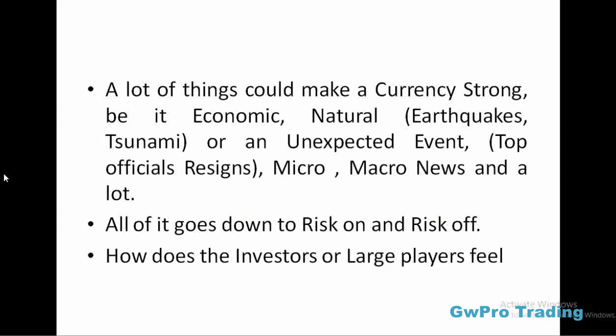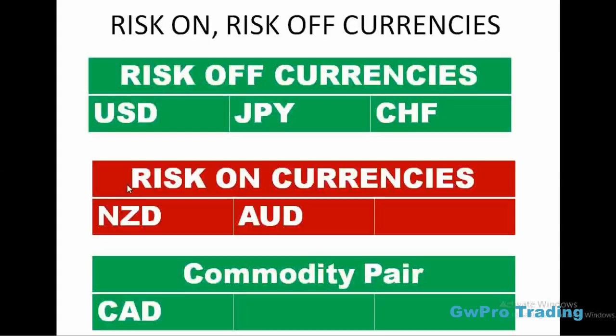The investors or large players look at this on a longer term. How do they feel? Risk on is a function of the market mode, or the condition in the market, and also how the large players reflect on this. So we look at a few currencies here that we can point out as risk on assets. Here we have the risk off and the risk on currencies.